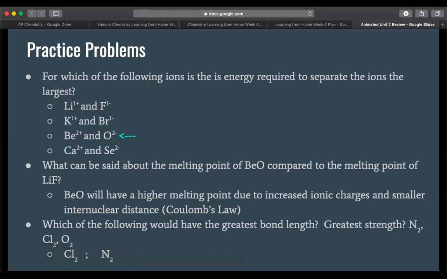Which of the following is going to have the greatest bond length? Greatest bond length, does that mean shortest or longest? Longest. How do I know which one is the longest? It's about who has single bonds and not double or triple bonds. Correct, single.